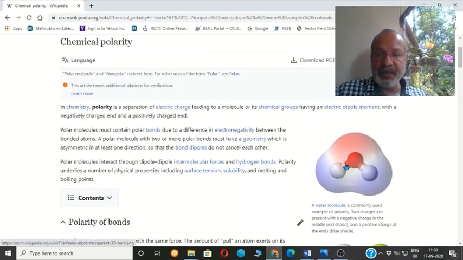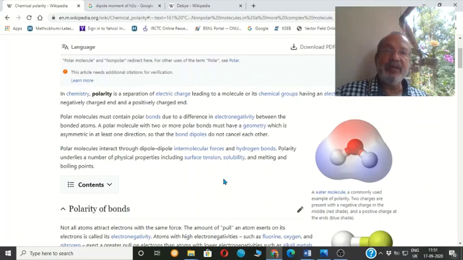This is the shape of a water molecule. So this is the oxygen atom, which is shown in red color, and these are the hydrogen atoms. In the case of the water molecule, the effective negative charge will be situated somewhere here, and the effective positive charge will be a little bit towards the hydrogen atom side, somewhere here. So the dipole moment is directed from negative to positive.